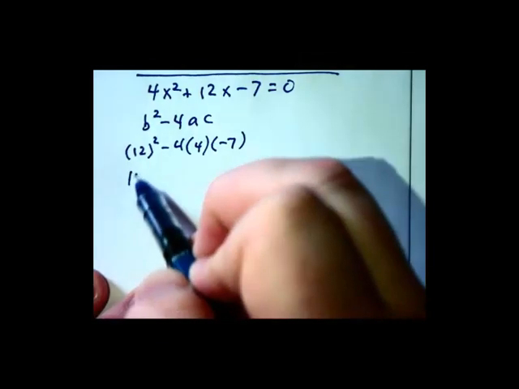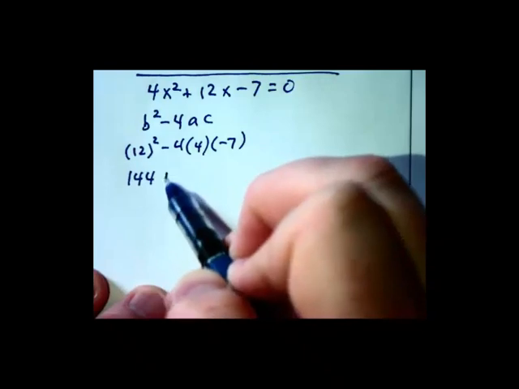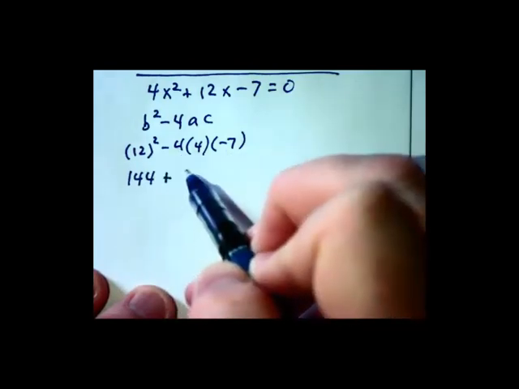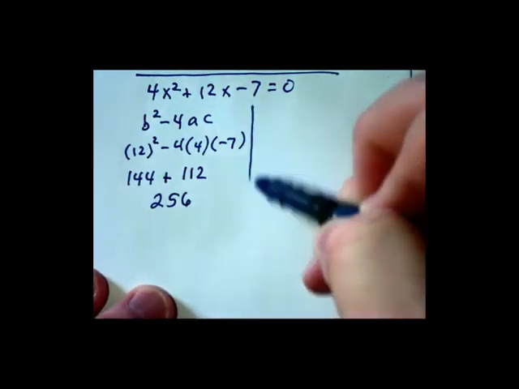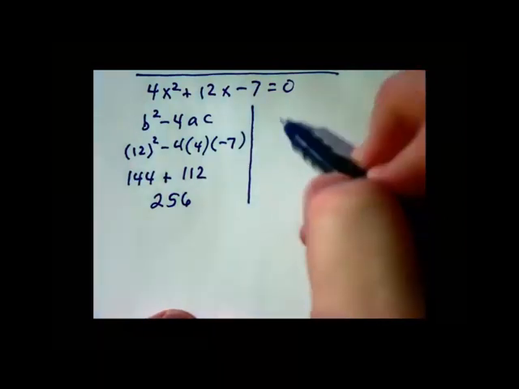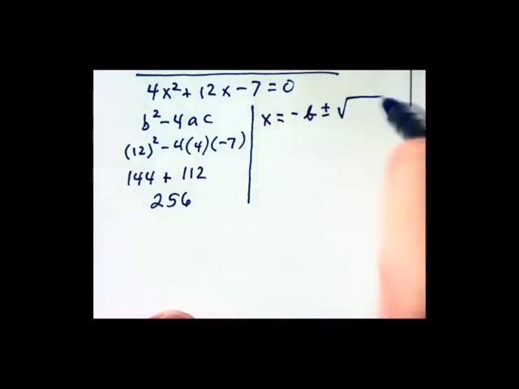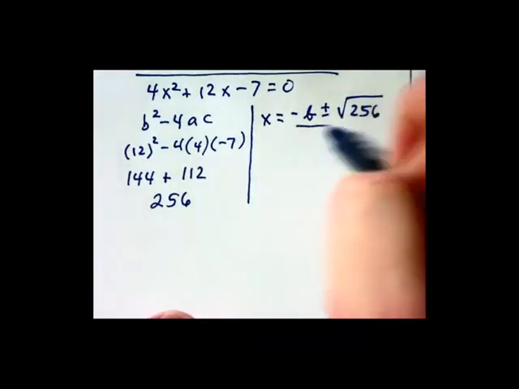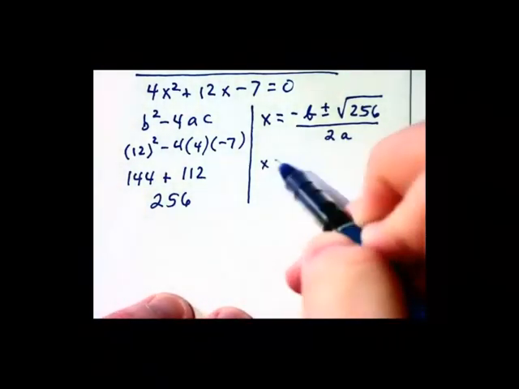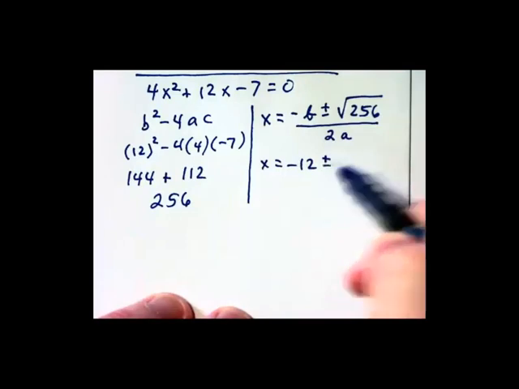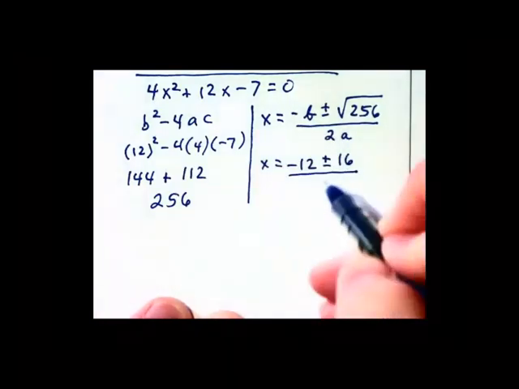12 squared is 144. We're going to have negative times negative making plus. 16 times 7 is 112, and that makes 256, which you might recognize as 16 times 16. We're now going to have x equals negative b plus or minus the square root of that 256 all over 2a. Now x equals negative b, that becomes negative 12 plus or minus 16 all over 2a. That's 2 times 4 making 8.